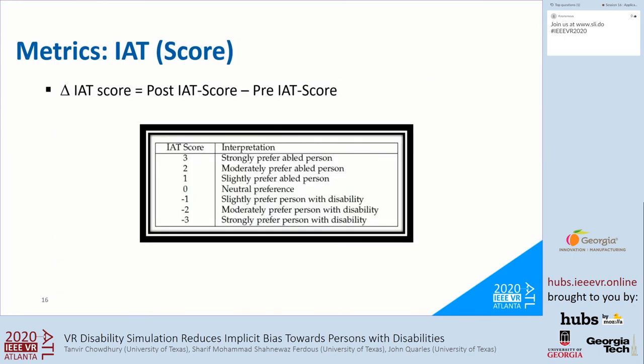This is the interpretation of the IAT score. A more positive score means preference for the abled person, and a negative score means preference for persons with disability. We are, however, mostly interested in the delta score, meaning the change in bias after experiencing the virtual reality disability simulation.